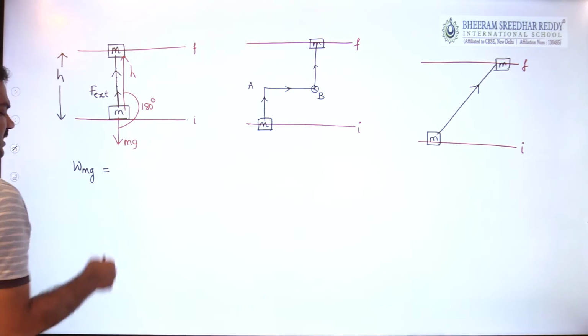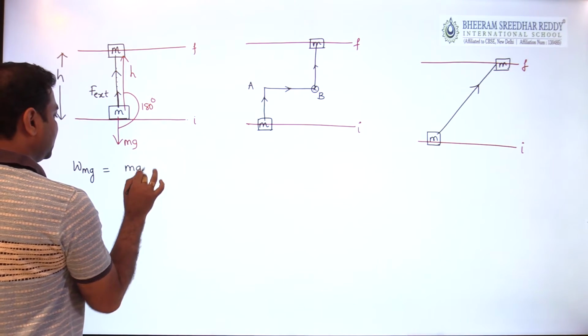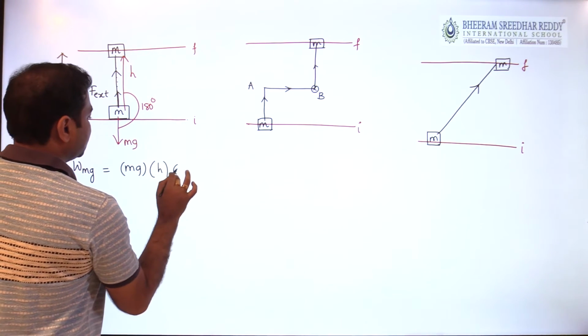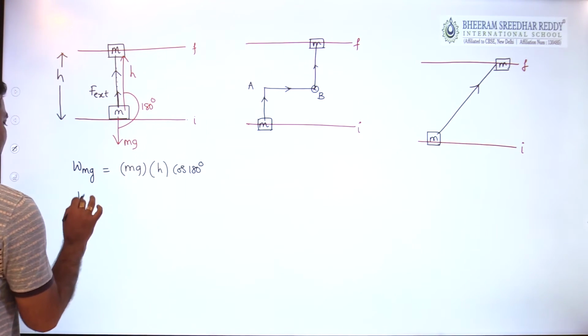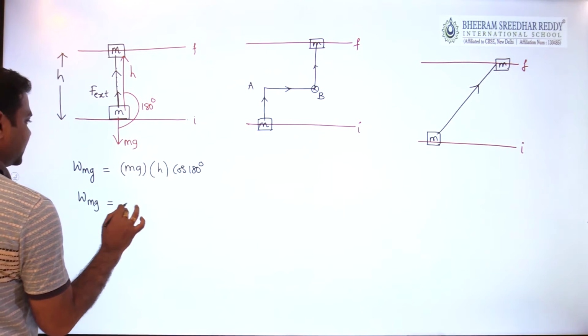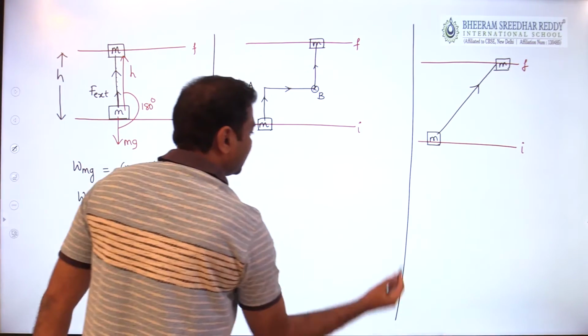Work done by the mg force is nothing but work done by a conservative force. What is the value? Force mg into displacement h cos 180, because it is work done by a constant force. So what is the work done by mg in the first case? Minus mgh. I think all of you got this. Case 1. What about case 2?